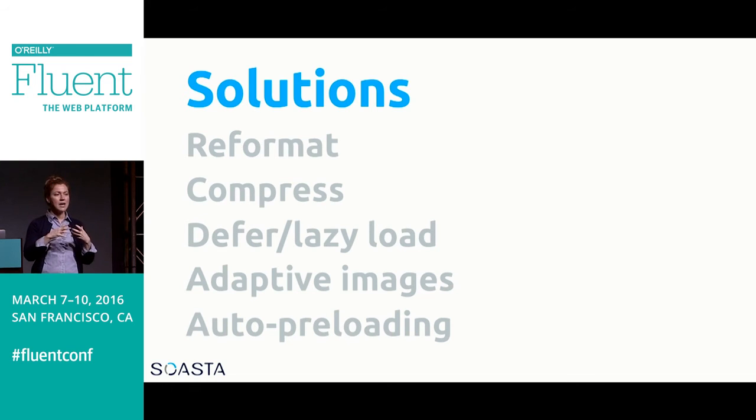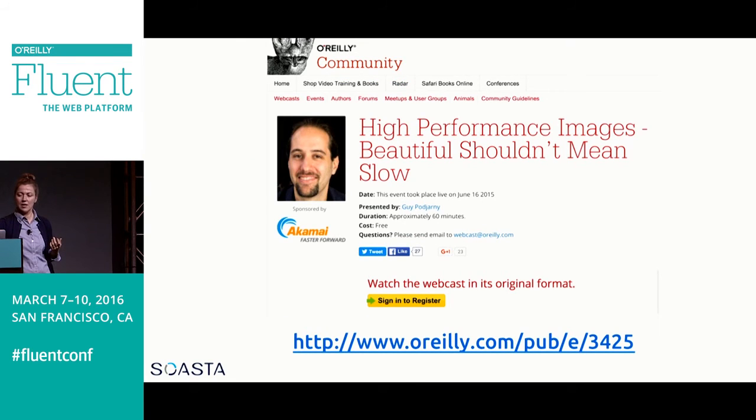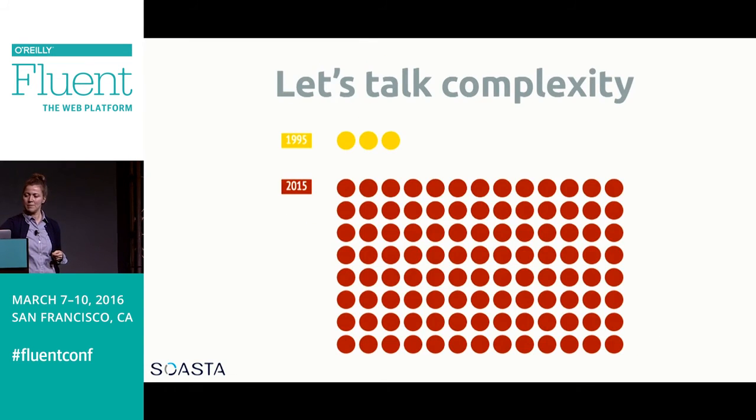So creating awareness amongst everybody who touches a page is important: about reformatting, using image compression on the developer side, deferring or lazy loading your images, using adaptive images, using advanced techniques like auto preloading. Guy Podjarny, who also speaks today, he's here. This is a little shout out to a great free webcast that he did for O'Reilly on how to make high performance images. So let's move on to page complexity.